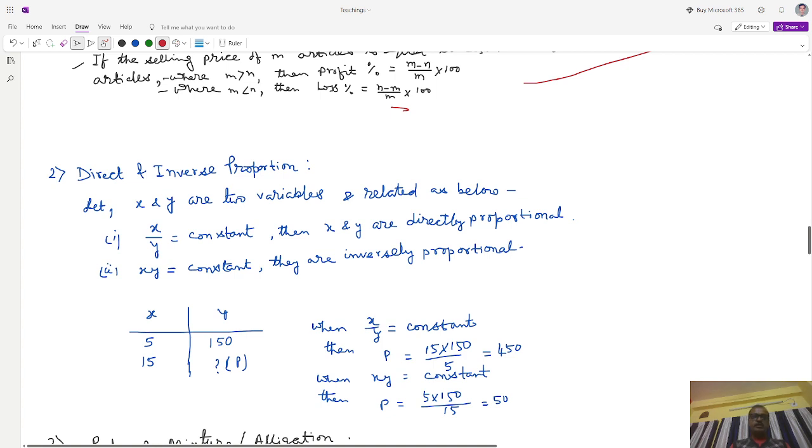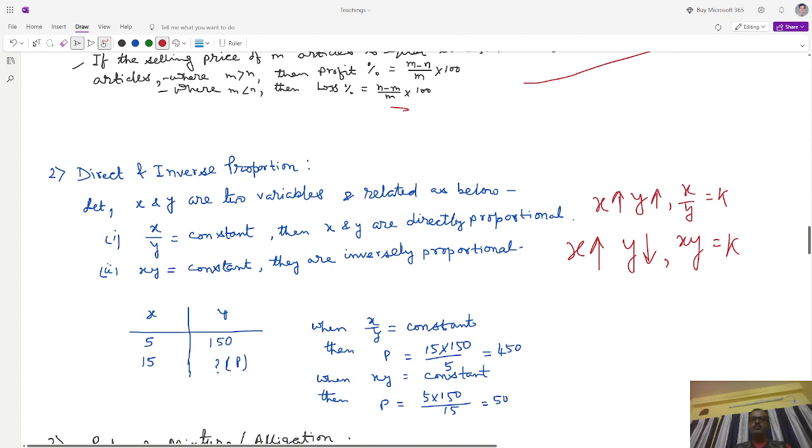When x increases, then y decreases. Then only xy equals a constant. Right? But in the first case, if x increases and y increases, then only x by y equals a constant. So this is the direct proportion and this is the indirect proportion or inverse proportion. Okay.